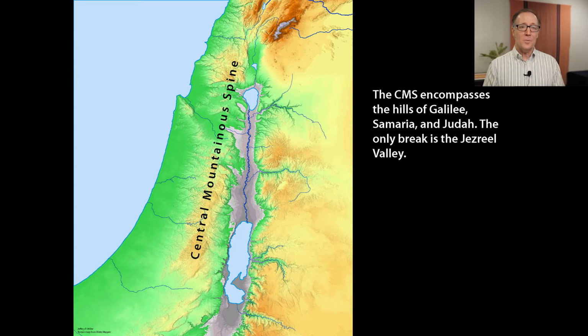The central mountainous spine encompasses the hills of Galilee, Samaria, and Judah. The only break in that range of mountains is the Jezreel Valley, which is just to the southwest of the Sea of Galilee. We call it a spine because it kind of looks like the bumps on somebody's back, on the spine.